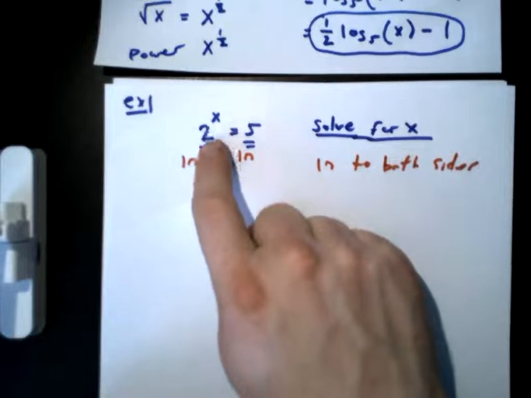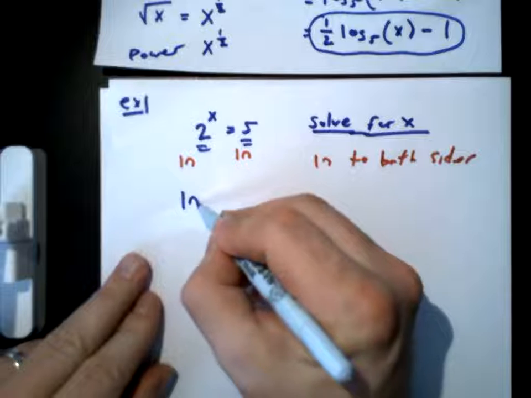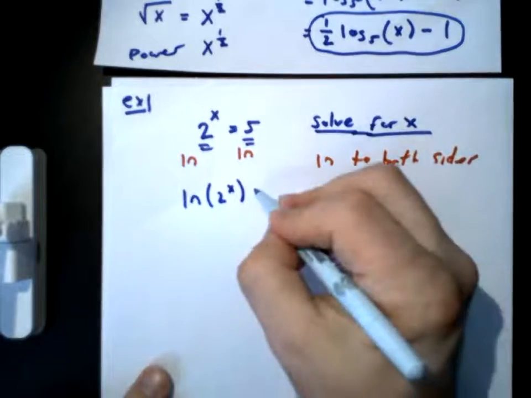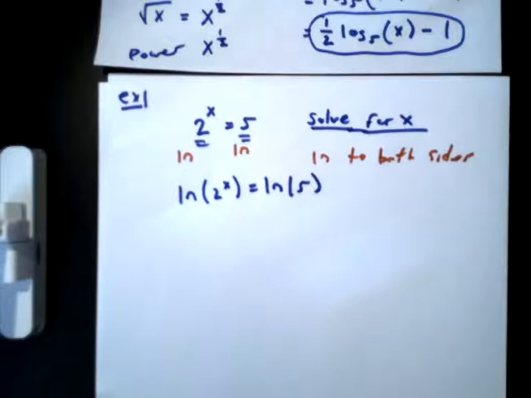And this is exponential. So if I put an ln, what do I have? Well, here's what I become. I have ln 2 to the x. This side's going to be ln of 5. Okay, well, does that make it better? I guess it makes it okay. So now you're thinking about what can we do?